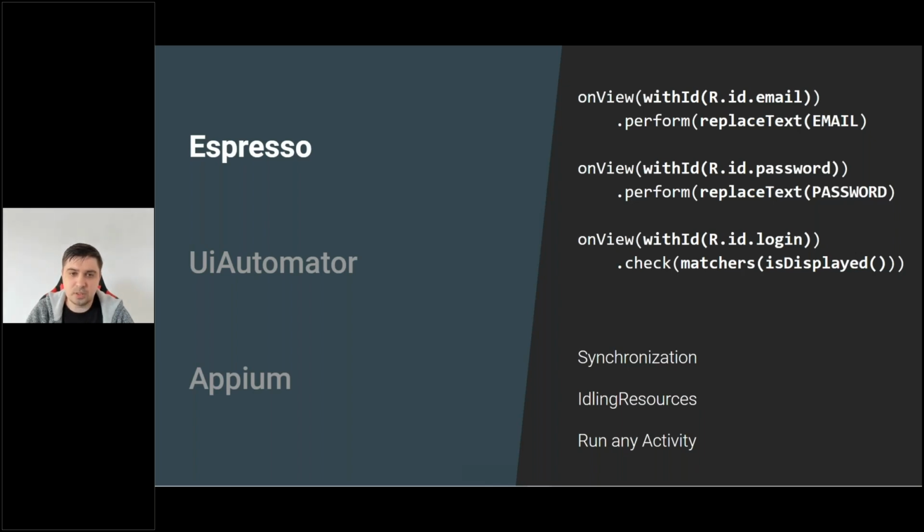People who played with Robotium many years ago probably remember that Robotium didn't have any synchronization, and we manually added sleeps or other workarounds just to wait until the screen appeared. And of course, that added flakiness. Espresso has it under the hood. When we need to wait, Espresso has a few different mechanisms for waiting: different types of idling resources. And with Espresso, we can run any activity from the application.